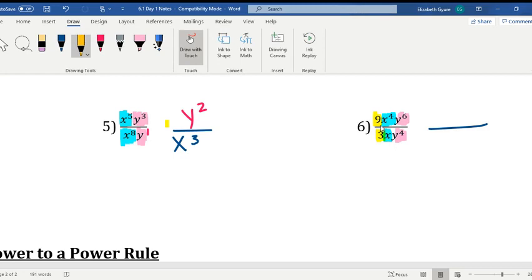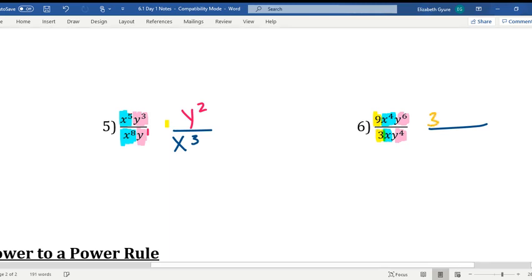3. And isn't our bigger number on the top? So we're going to put a 3 at the top of our fraction because 9 divided by 3 is 3. All right, now let's look at our x's. I have x to the fourth over x. So do I have more on top or bottom?